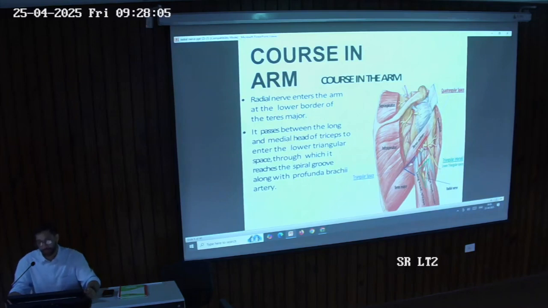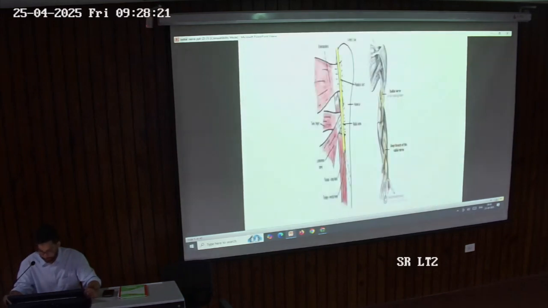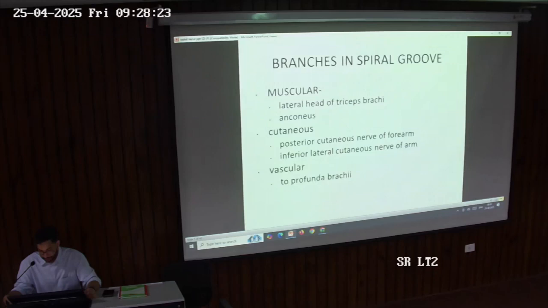Coming on to the course of the radial nerve in the arm, it enters at the lower border of the teres major and passes between the long head and the medial head of the triceps to enter the lower triangular space. This is the course. The branches in the spiral groove are the muscular, cutaneous and vascular.